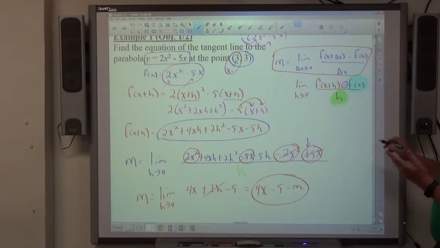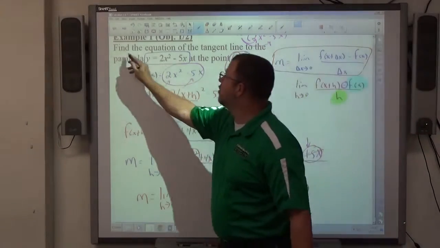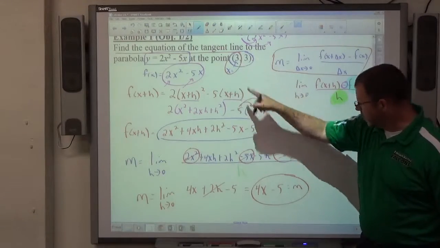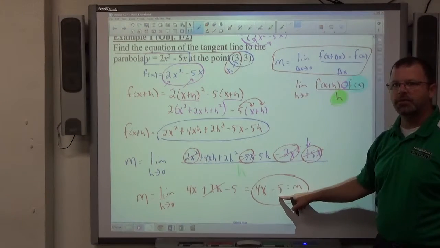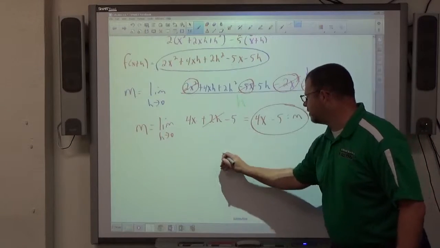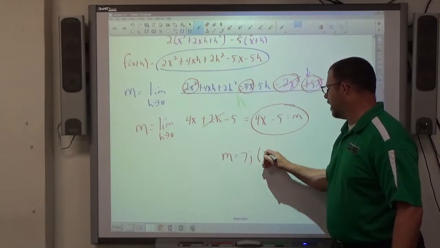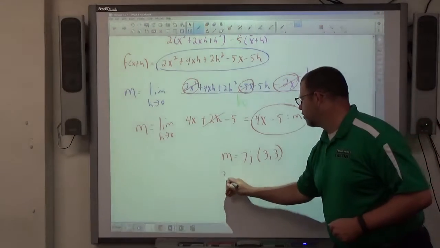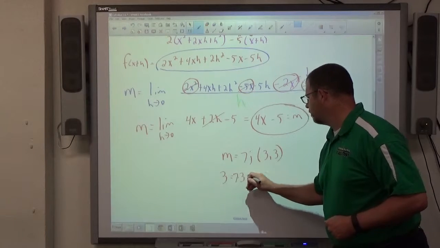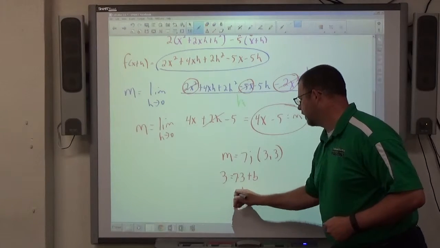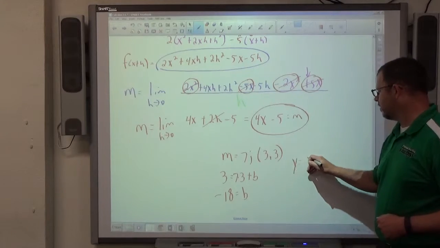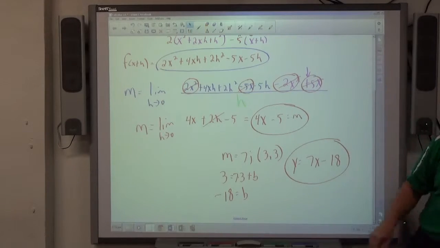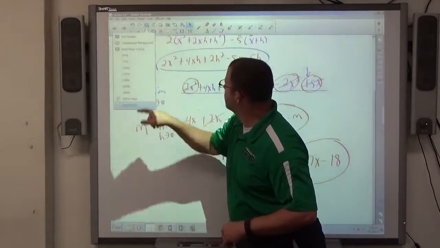So last thing, it says find the equation of the tangent line. To find the equation of any line, I need to know the slope, right? And we just established the slope is, x equals 3, 4 times 3, 12 minus 5 is 7, right? So the slope of the line I care about is 7. The point of tangency is 3, 3. At this point I go y equals mx plus b. 3 equals 7 times 3 plus b. So b is equal to negative 18. y equals 7x minus 18. Full page on that.